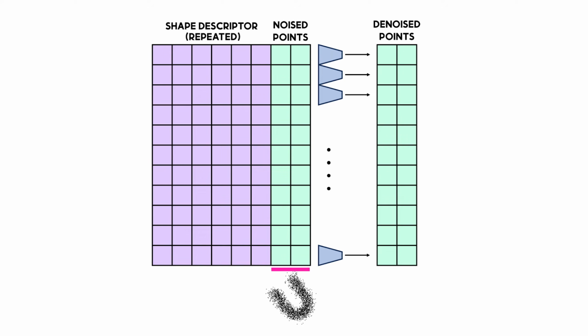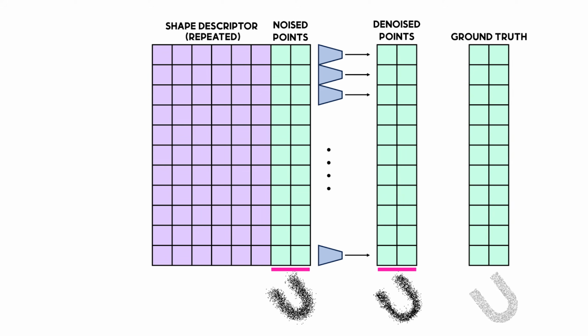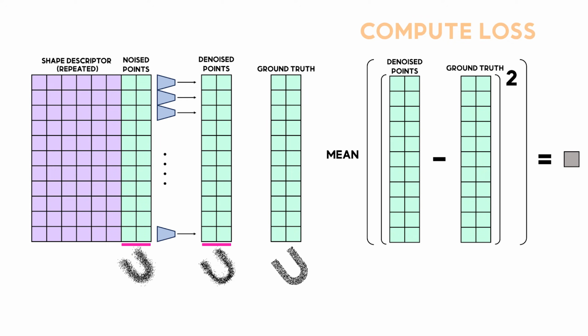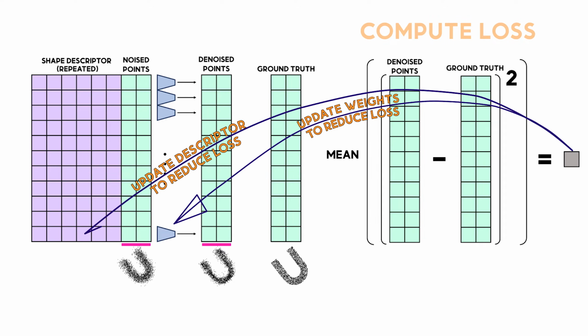Each one of those vectors goes through the model. The model outputs the denoised point, and then we can compare it to the ground truth using a loss function. I'm simplifying a bit, but the loss function is basically just the mean squared error between the ground truth point cloud and the denoised points. This provides us with a signal that's used to optimize this model, and we are also learning the shape descriptor itself.